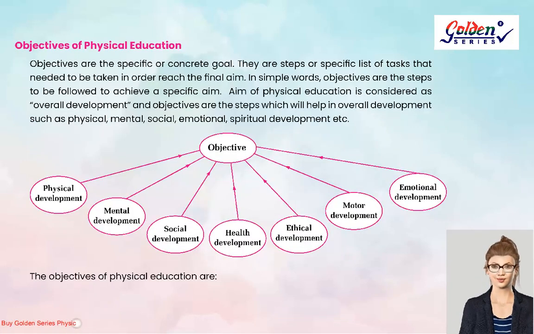Objectives of physical education. Objectives are the specific or concrete goals. They are steps or a specific list of tasks that need to be taken in order to reach the final aim. In simple words, objectives are the steps to be followed to achieve a specific aim. The aim of physical education is considered as overall development, and objectives are the steps which will help in overall development, such as physical, mental, social, emotional, spiritual development, etc.